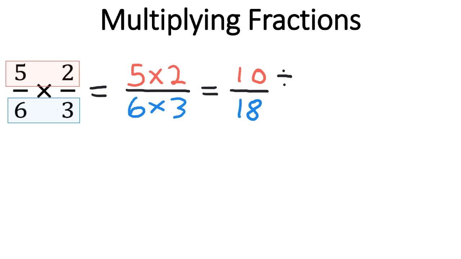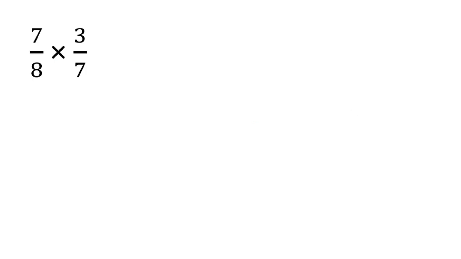So I'm going to divide 10 by 2, and I'm going to divide 18 by 2. 10 divided by 2 is 5. 18 divided by 2 is 9. And that's our final answer.